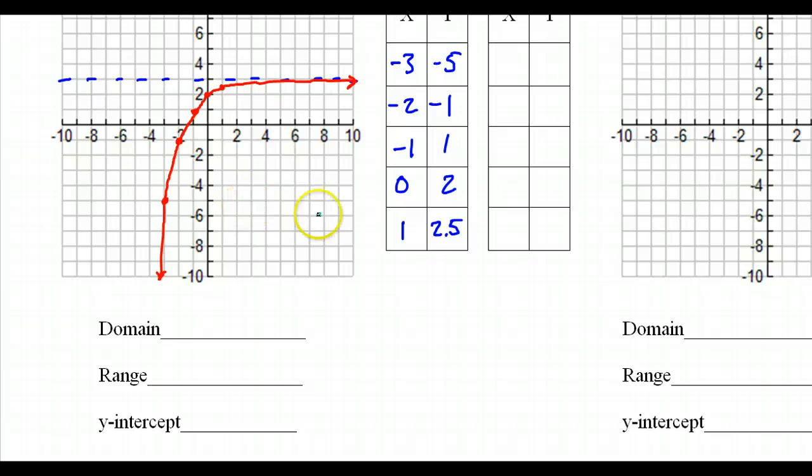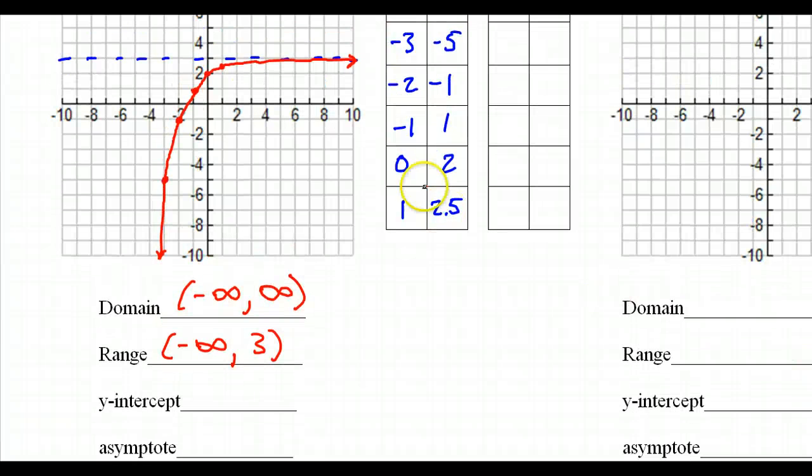Now the domain. This graph goes left and right forever. So like all exponential functions, the domain will be negative infinity to positive infinity. The range, always give the range in order from bottom to top. So this will be negative infinity at the bottom, up to a height of 3, the asymptote: negative infinity to 3. Even though the graph never actually gets to 3, we can show it by using parentheses instead of a square bracket, meaning everything up to 3 but not including the 3 itself.